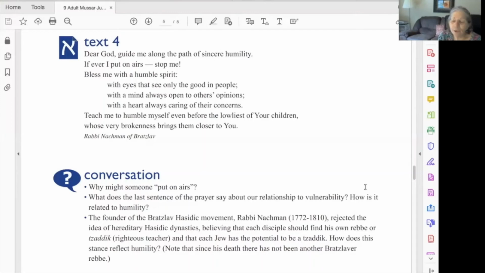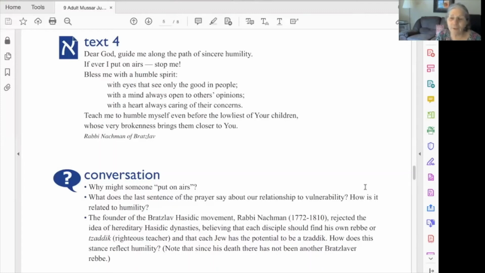Reb Nachman's approach was very unique and really influenced the path of Judaism, because it took an institution that Judaism had in place for many years, the idea of hereditary passing of leadership, and said that anyone could be your Rebbe, anyone could be your righteous teacher, and that you had just to find that person and to engage in relationship with them, to learn from them, that each of us has the potential to be a tzaddik, that we each have the potential to teach others and to be righteous teachers.